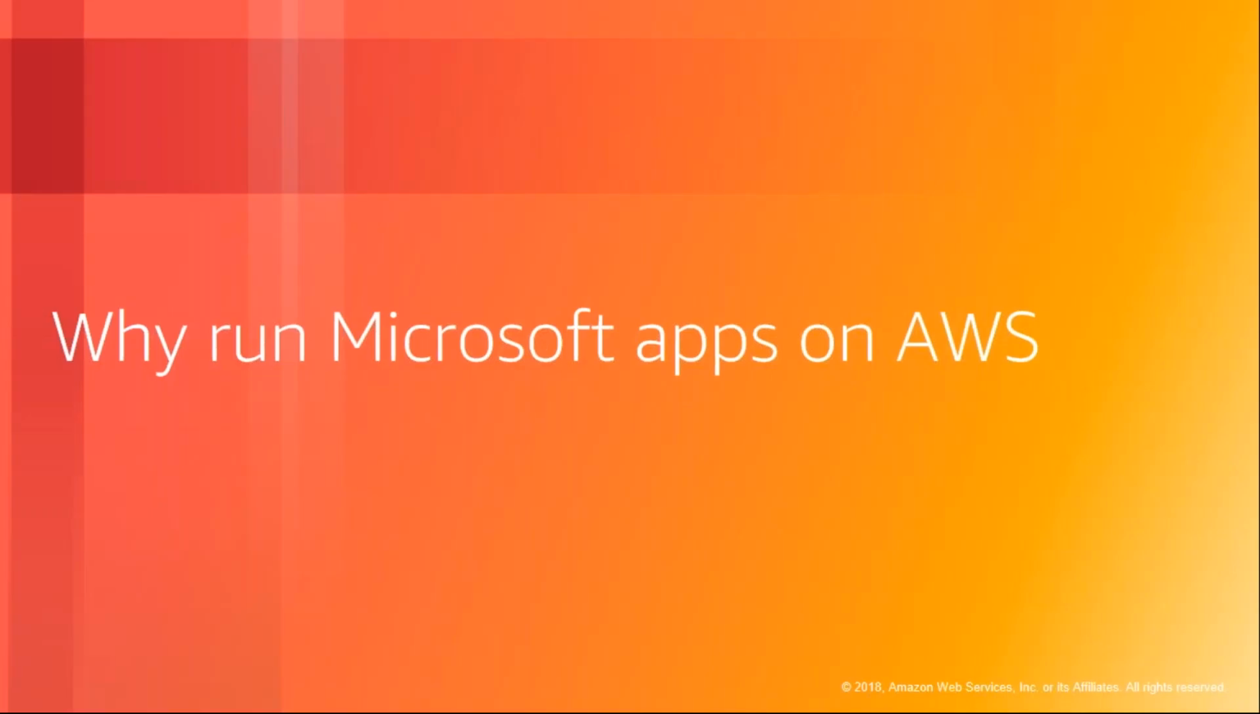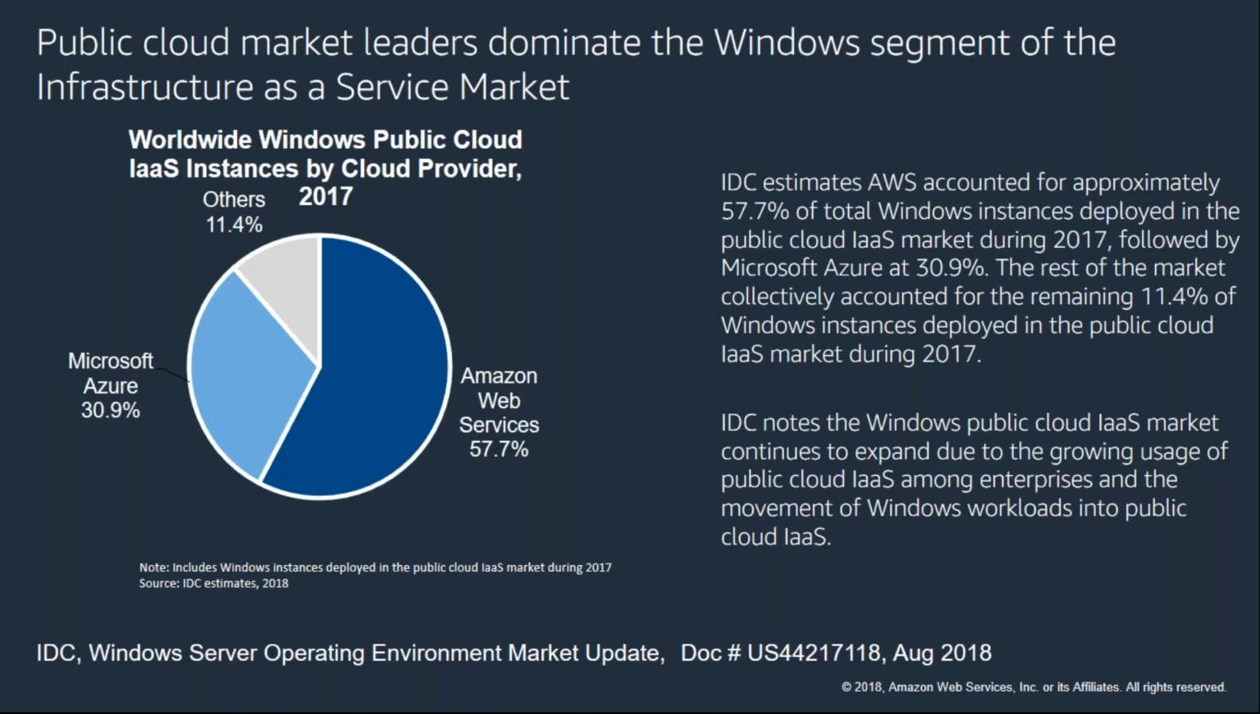So a very common question that is asked is, why run Microsoft applications on AWS? The answer is very simple. If you look at the IDC report that is recently released and look at the worldwide Windows public cloud market share, the market share of AWS is more than all the other cloud service providers combined. And this is just for Windows. If you take Linux, it's even bigger. So with that, we get the scale of operation. We innovate on this space a lot. And these are the benefits of running Microsoft workloads on AWS.